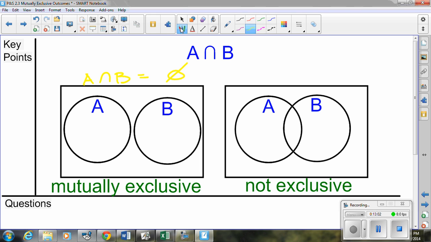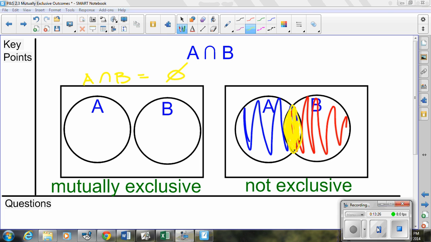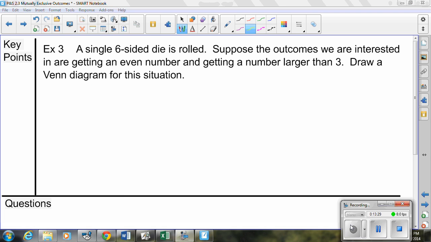But this is exactly why we call it an intersection. When we have non-exclusive events, we'd have our A, we have the B, but where do those pictures intersect to give us the intersection? It's the overlap. This section here in the yellow is A intersect B. Here's our next example. We'll take a single 6-sided die and roll it one time.